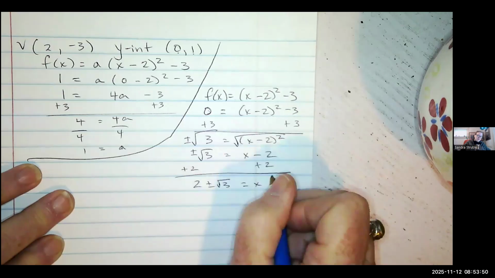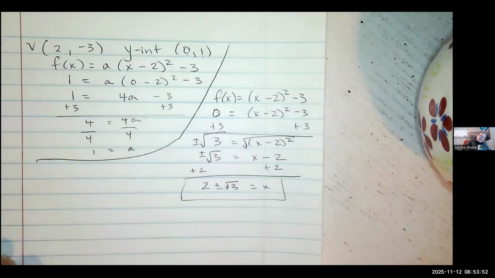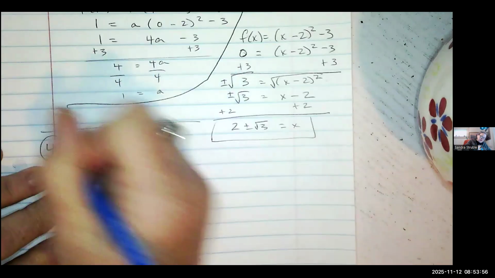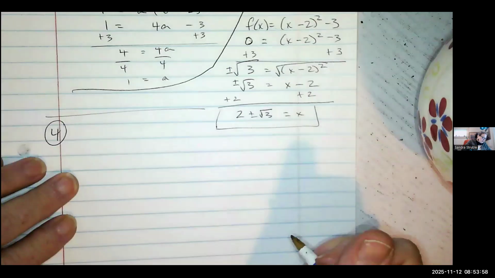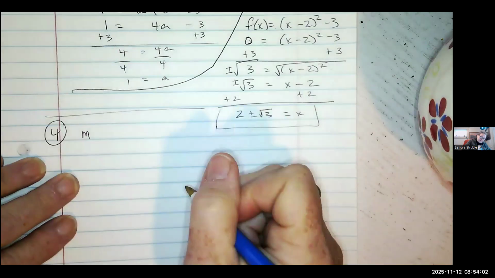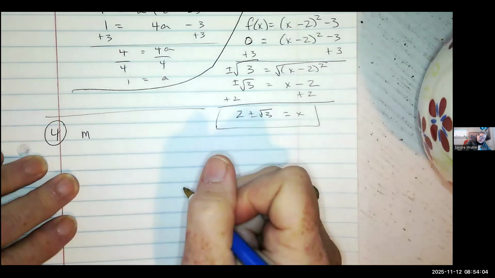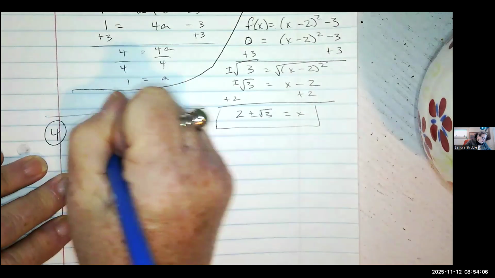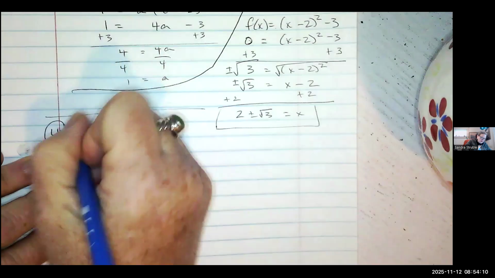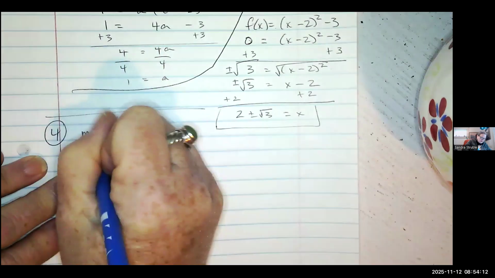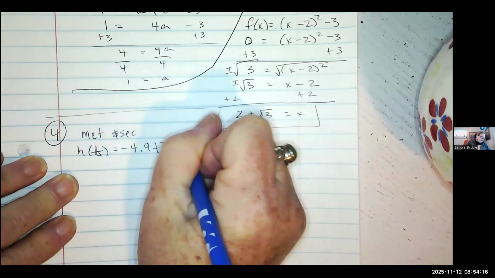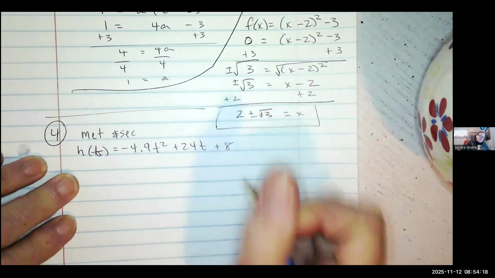All right, last one. Number 4, a ball is thrown in the air from the top of a building. Its height in meters above the ground as a function of time in seconds is given by h of t equals -4.9t squared plus 24t plus 8. How long does it take to reach max height?